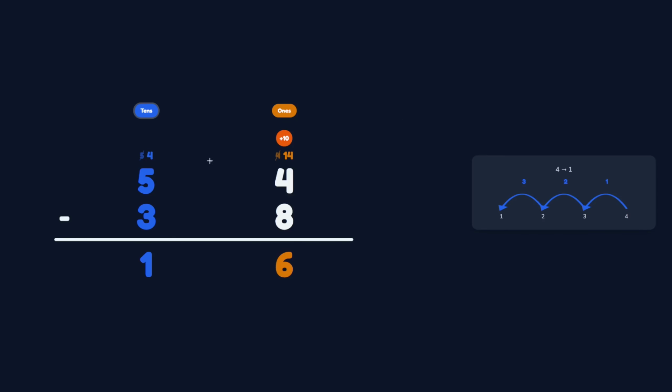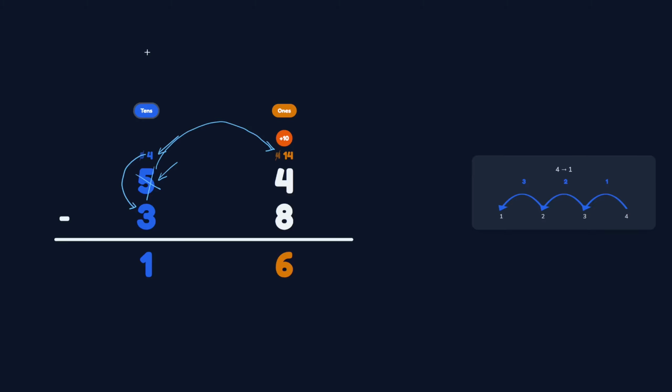So why did we subtract 4 and not 5? That's because when we borrowed a tens, we crossed out 5 and that 5 became 4 because that 1 tens moved to our ones position. So that's why it was 4 minus 3, and not 5 minus 3.